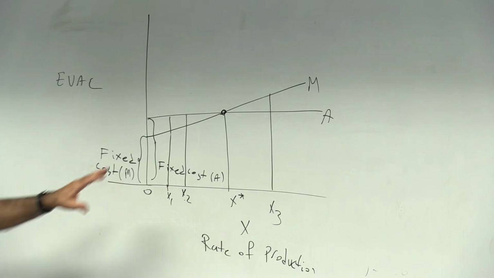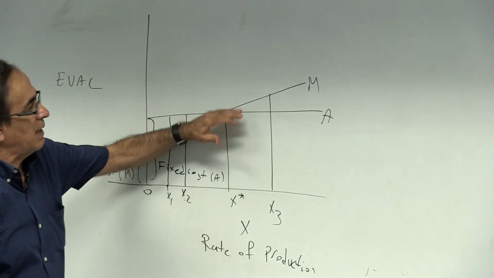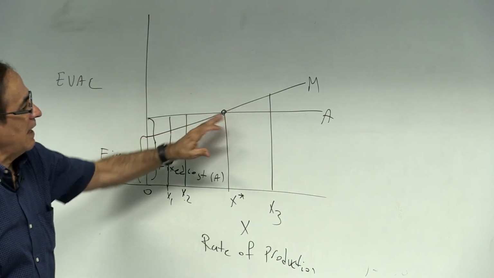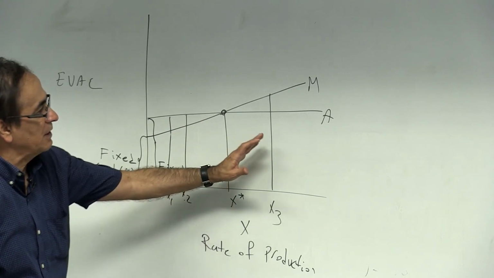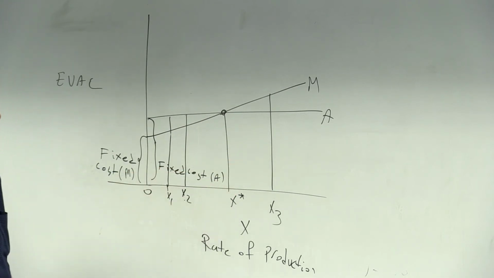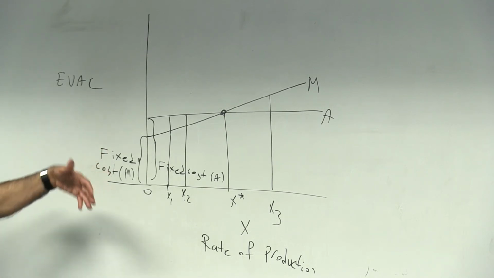So at this point, the annual cost for automated and manual is the same. But after you exceed the x star, the automated is going to have lower annual cost. So that's basically called the break-even point. I'm going to show you this through the next example.